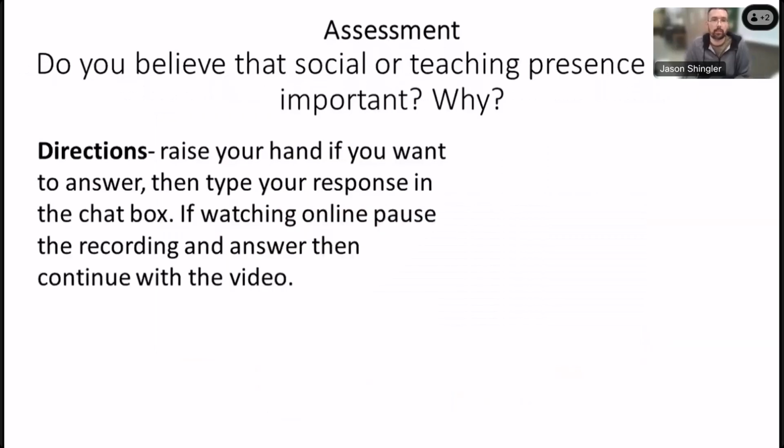So I have an assessment for this one. Do you believe that social or teaching presence is more important and why? If you could raise your hand if you want to, then you could type your answer in the chat box for me. Okay. I agree, Katie. I feel like they're equally important because without social, how is the teacher going to be able to have the students interact with each other? So both need to be strong.